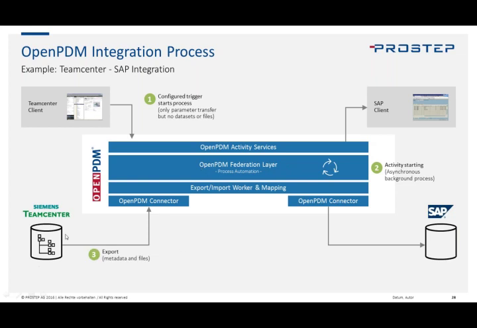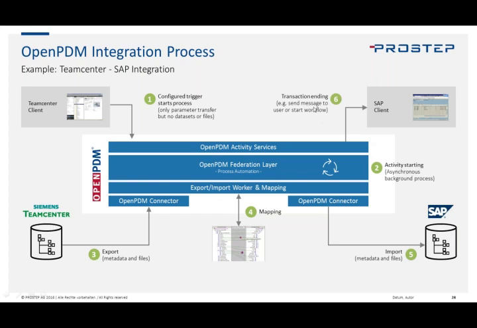That exports the data from Teamcenter. It could be metadata and files, effectively whatever you need. It does the mapping in OpenPDM, so it takes the Teamcenter schema, transforms it into an SAP schema, and imports that, with the metadata and the files, to SAP. Finally you have the transaction complete, and you'll see that in the SAP client, or a message, something to that effect, that it's completed.